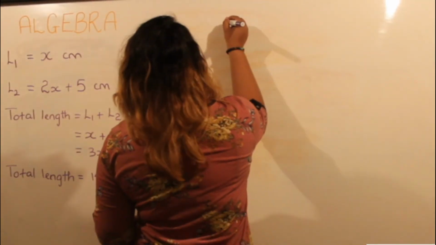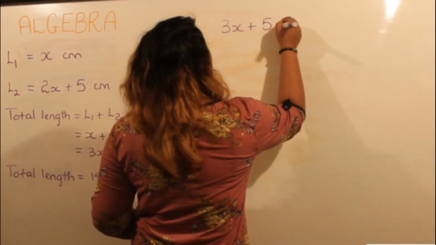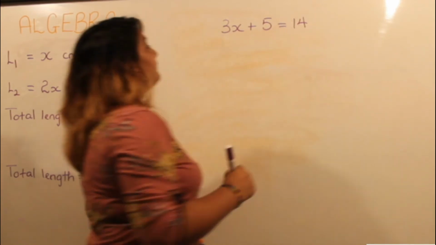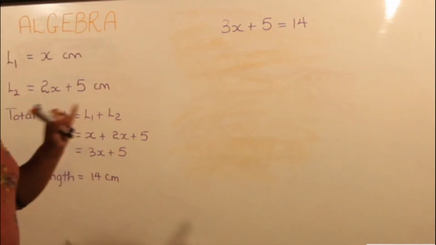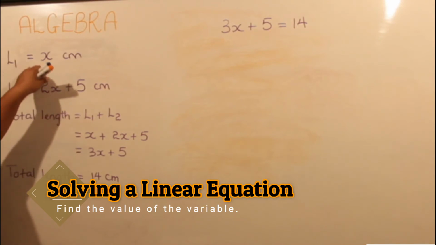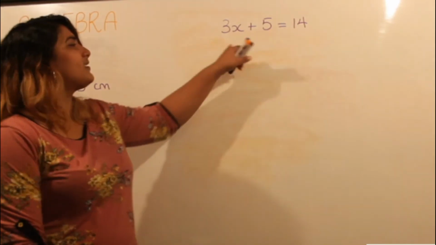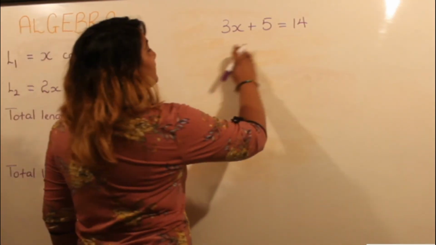Alright? So I'm going to write this down here. If my total length has the expression 3x plus 5, and my total length is 14 centimeters, then that means 3x plus 5 must be equal to this total length of 14 centimeters. I want to get x, alright? While they say we want to find the first length, which is x, we still need to solve for x. Even if they wanted L2, we'd still have to find x. So let's get started. How are we going to do this?